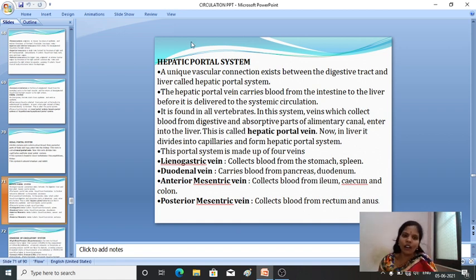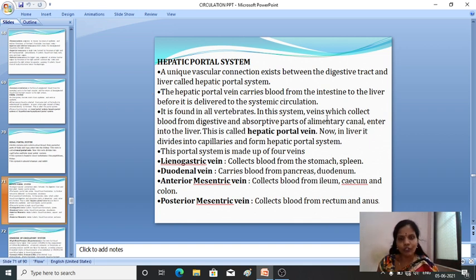So in the hepatic portal system, these veins carry blood from the intestine to the liver before it is delivered to the systemic circulation. Before entering the systemic circulation, it is carried to the liver. It is found in all the vertebrates.